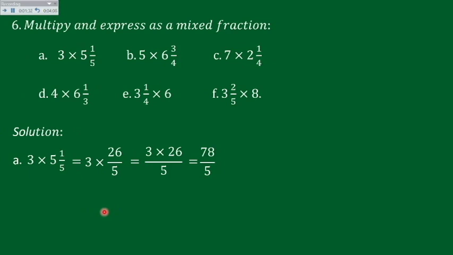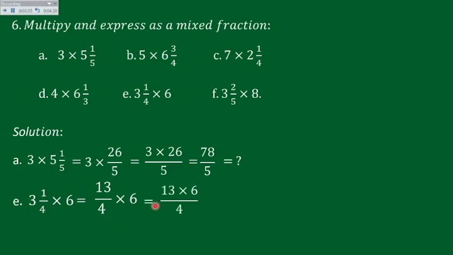Now I am going to solve the E part. Here also you need to do the same thing. First convert the following mixed fraction into an improper fraction. After converting it, you will get 13 upon 4. See, 4 times 3 is 12 plus 1 equals 13 upon 4. Multiply by 6. So 13 multiplied by 6 upon 4. What is 13 times 6?